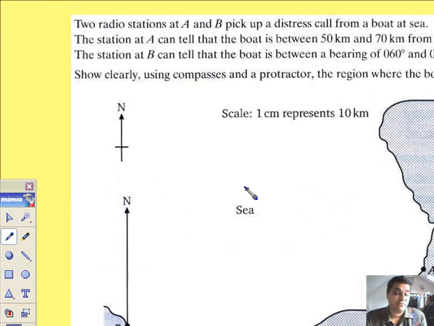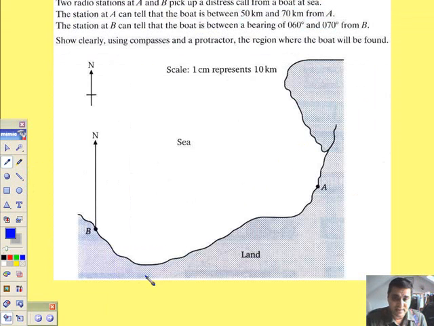Right, again, I have to do it really rough, but anyway. Two radio stations at A and B pick up a distress call from a boat. So I've got a boat somewhere in the sea, this is the land, and this is a radio station. There's A and there's B.